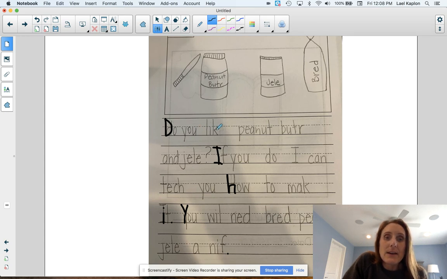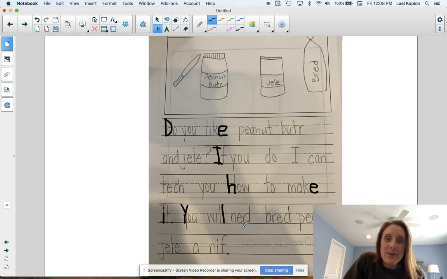Do you like, oh no, that's a sight word, definitely. I gotta fix that. Do you like good peanut butter and jelly? If you do, I can teach you how to make, make is also a sight word. How to make it. You will, oh no, I need two L's there.